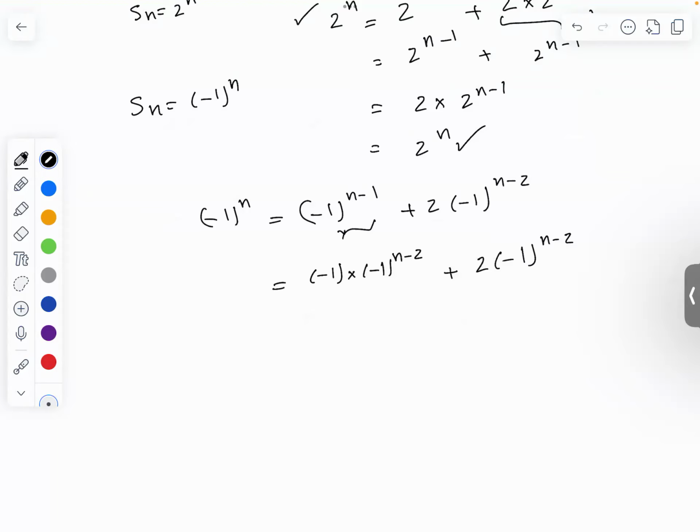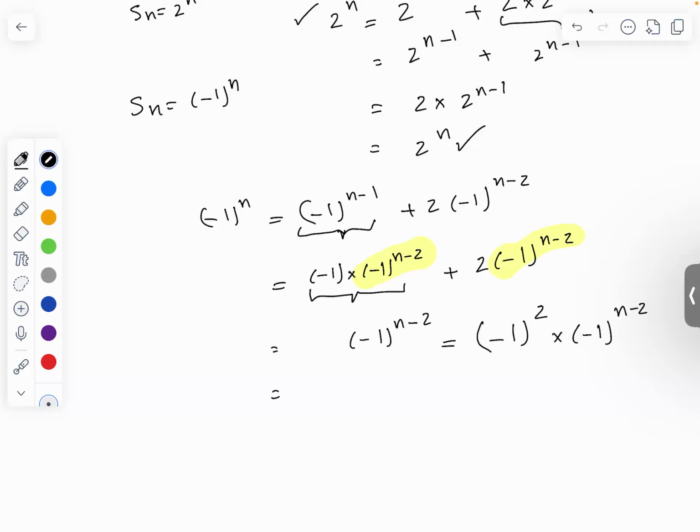Did you understand what happened here? Okay, so I wrote this one. If you have a question, just let me know. So this part is the same as this part, then they are addable. 2 minus 1 is 1. 1 times minus 1 power n minus 2. But my minus 1 power 2 is positive 1. So 1 times this guy.